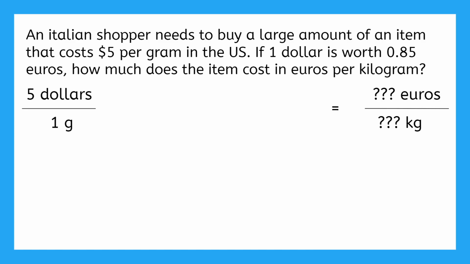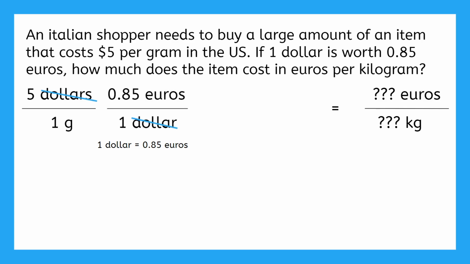First, we need to convert dollars into euros. The problem told us that a dollar is worth 0.85 euros. To cancel the dollars on top, we have to put dollars on the bottom. So here is our conversion. Now, the top of the fraction is in euros, so we can switch gears and start converting grams into kilograms. Since these are metric units, the conversion is going to be easy. Kilo means 1,000, so a kilogram is worth 1,000 grams. So then our conversion has to have grams on top, and there we go. So now we've got euros on top, kilograms on the bottom, and all that's left to do is multiply.